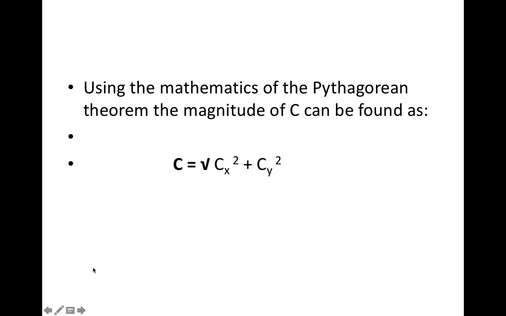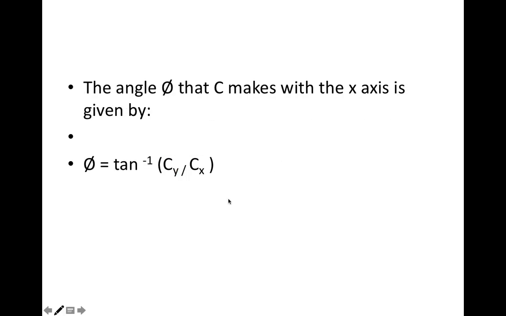Using the mathematics of the Pythagorean theorem, the magnitude of C can then be found using the following equation. C is equal to the square root of Cx squared plus Cy squared, the x component of C squared plus the y component of C squared. And the angle theta that C makes with the x-axis is given by theta equals arctan of Cy over Cx.